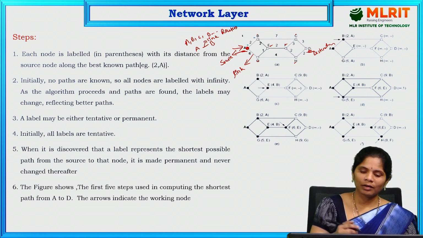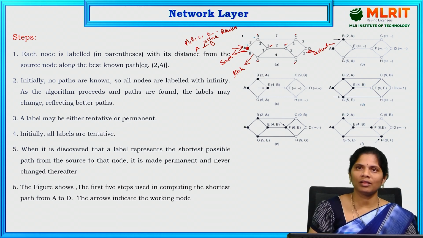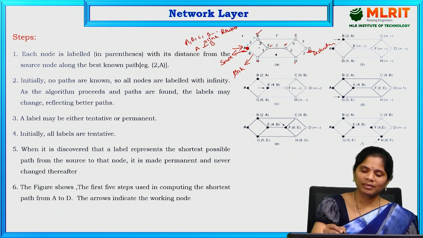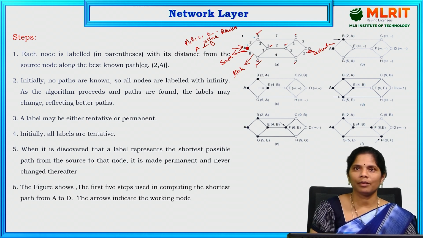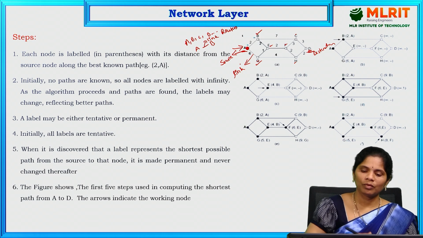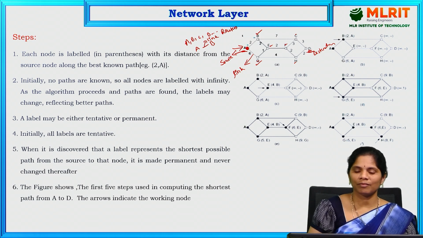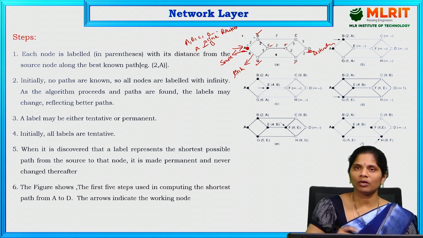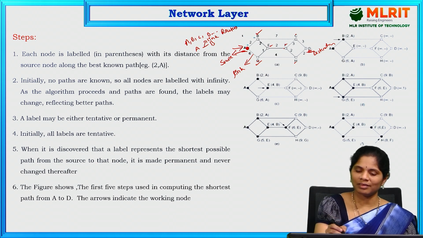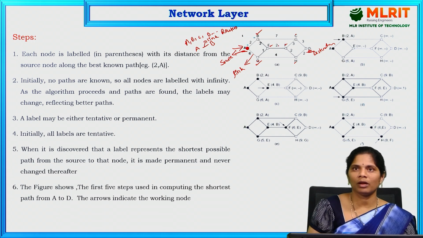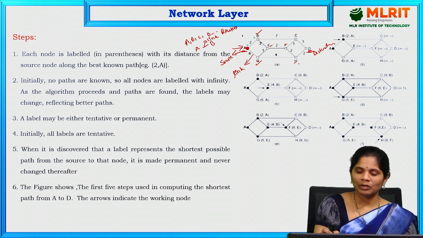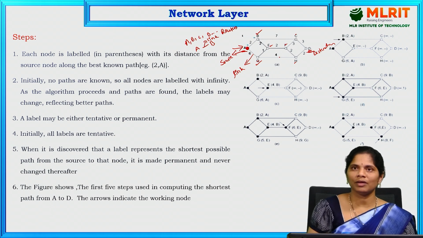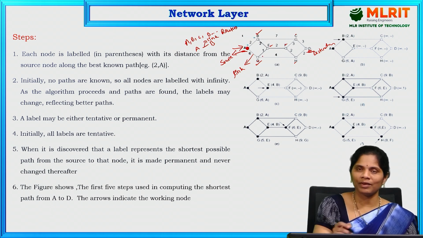So from A, we have to check first what the neighboring nodes are. B and C are the neighboring nodes for A. Each and every link has some cost. Here A to B is 2, A to C is 6, B to C is 7. Like that we have to give the cost for each and every link, meaning the distance. If I want to travel from E to F, the distance is 2. If you want to travel from C to H, the distance is 4. Like that we have to give the cost for each and every link.